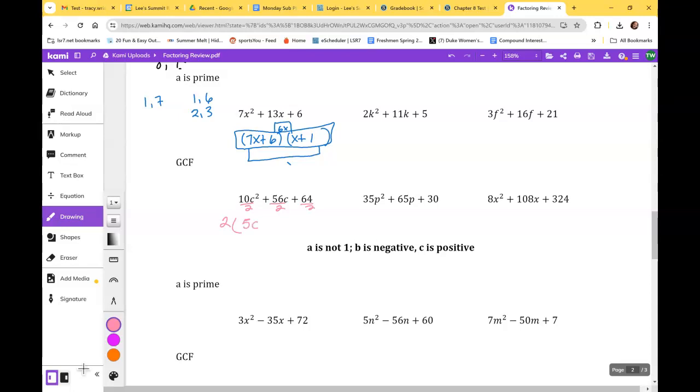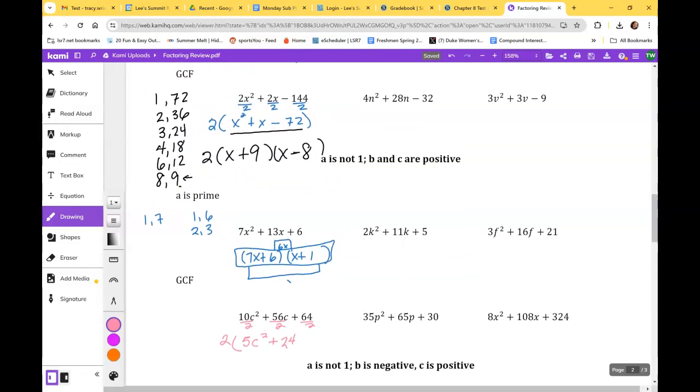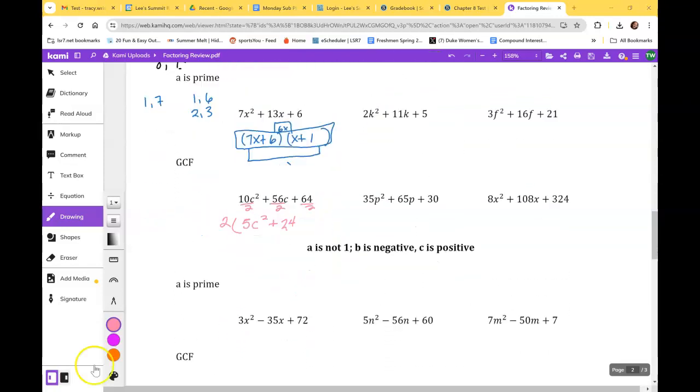So I have 5c squared plus, what am I doing? Okay, 5c squared plus 28c plus 2 divided by that is 32.